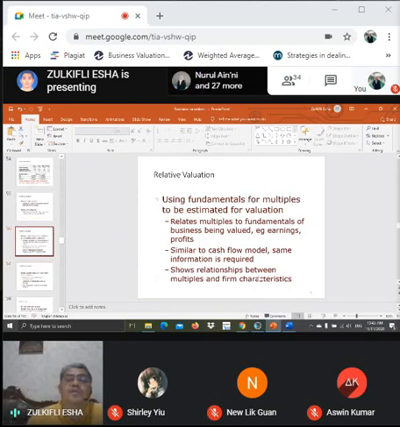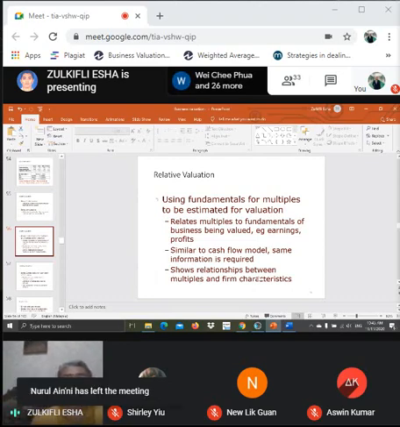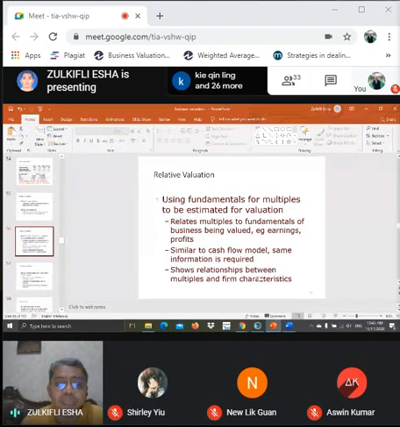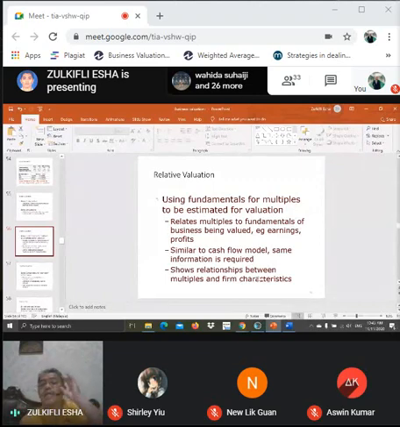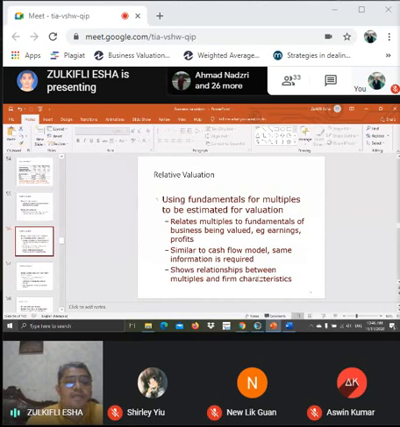Using fundamentals for multiples to be estimated for valuation relates multiples to fundamentals of the business being valued, such as earnings and profit. When we are using a comparison method to value a business, we should look at different multiples or different aspects of the company's performance. For example, we should look at the company's earnings, the company's profit, maybe the company's expenses. It depends. Return on asset, return on equity, return on investment. We need to compare and analyze all those elements before we derive the value for our subject company.